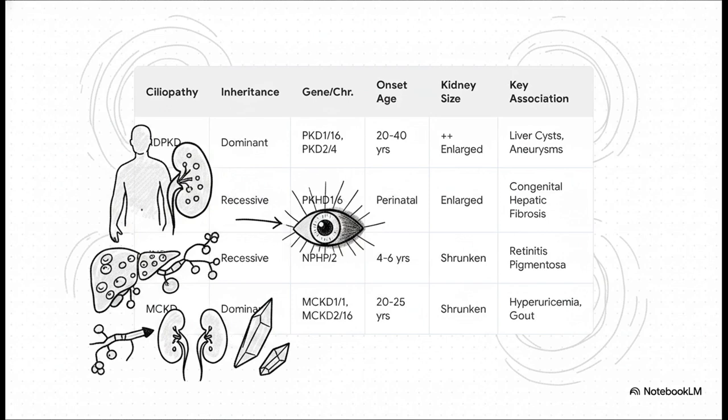Then we have 2 diseases that cause small, shrunken kidneys. Juvenile nephronophthisis, or JNP, is recessive, hits in childhood, and is famously associated with eye problems, specifically retinitis pigmentosa. And then there's medullary cystic kidney disease, or MCKD, which is dominant, presents in young adults, and is linked to high uric acid and gout.